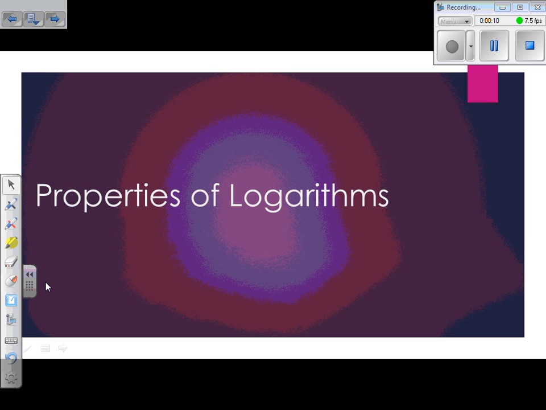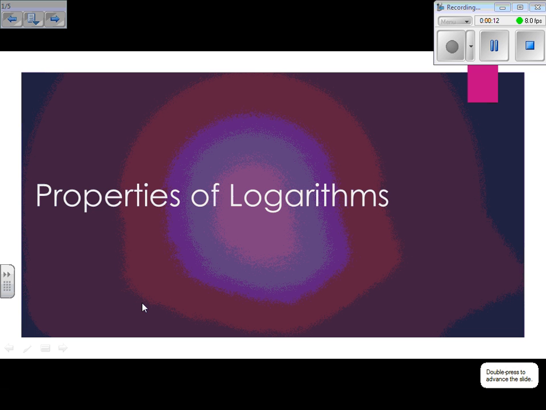We are going to now be looking at properties of logarithms. We started our journey with logarithms a couple days ago. We looked at how to convert from an exponential equation to a logarithmic equation and the other way around. What we're going to do now is extend this and look at properties of logarithms.